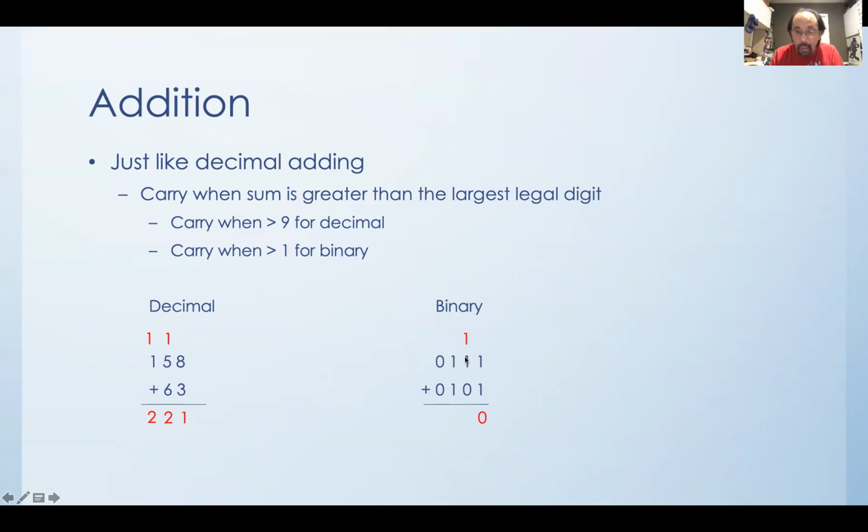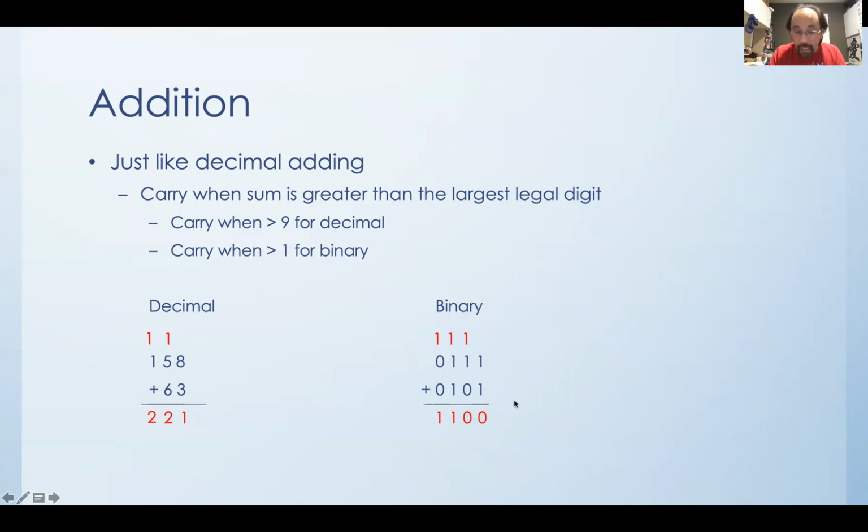This is the binary version of 2. Again, 1 plus 1 is 2. I need to carry again. 1 plus 1 plus 1 is 3. That's too big as well. I need to carry again. And this time I put a 1 up here and a 1 down here for the value 3. Then 1 plus 0 is 1. And this is my final answer.